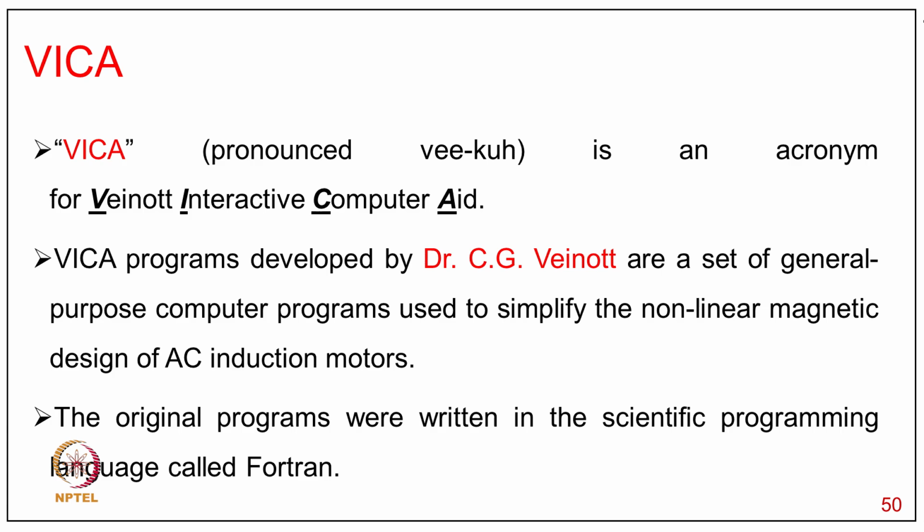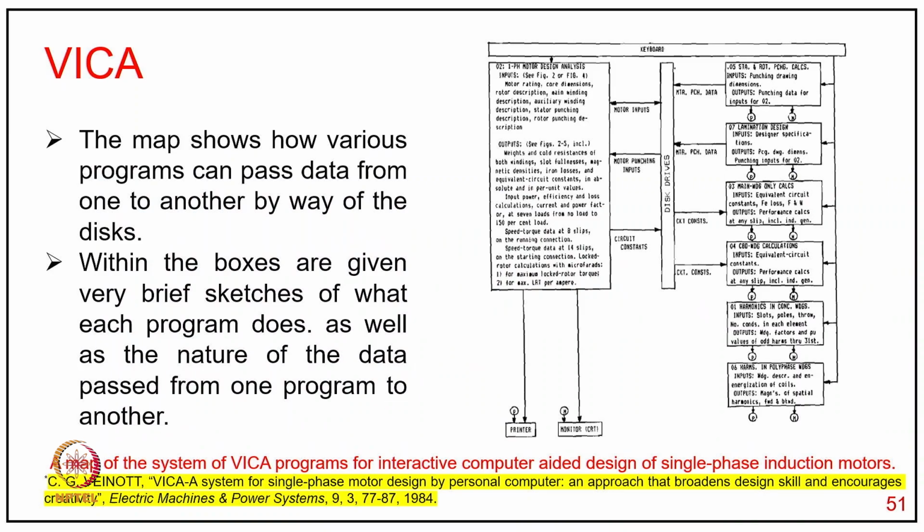WICA is pronounced as an acronym for Winnett Interactive Computer Aid, and the WICA program, developed by Dr. C.G. Winnett, is a set of general purpose computer programs used in the nonlinear magnetic design of the AC induction motor. The original programs were written in the scientific programming language Fortran. This map shows how various programs can pass data from one to another by way of the disk. So this is going to WICA, which is digital computer programs in Fortran. Boxes are given with very brief sketches of what each program does, as well as the nature of the data passed from one program to another.